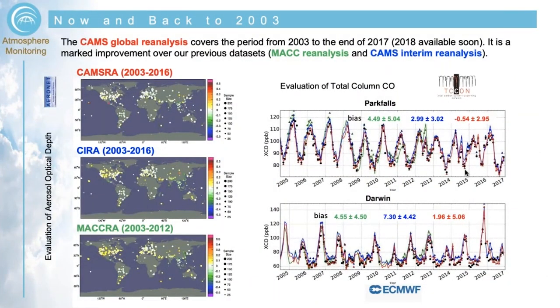And this is also giving a sense, on the left, of an evaluation of aerosol optical depth against the different versions of the reanalyses that we produced in CAMS, and on the right, an evaluation of carbon monoxide total column at two sites, one in North America and one in Australia, over that period of the reanalysis.